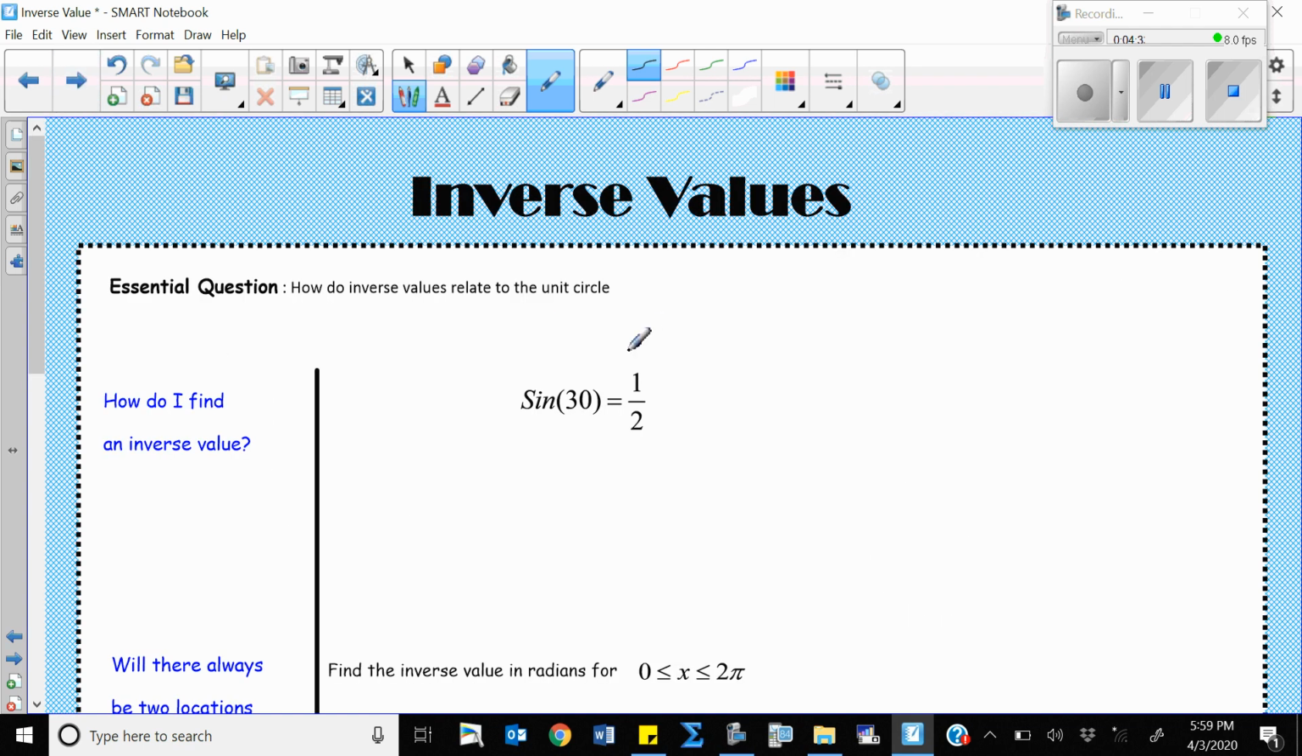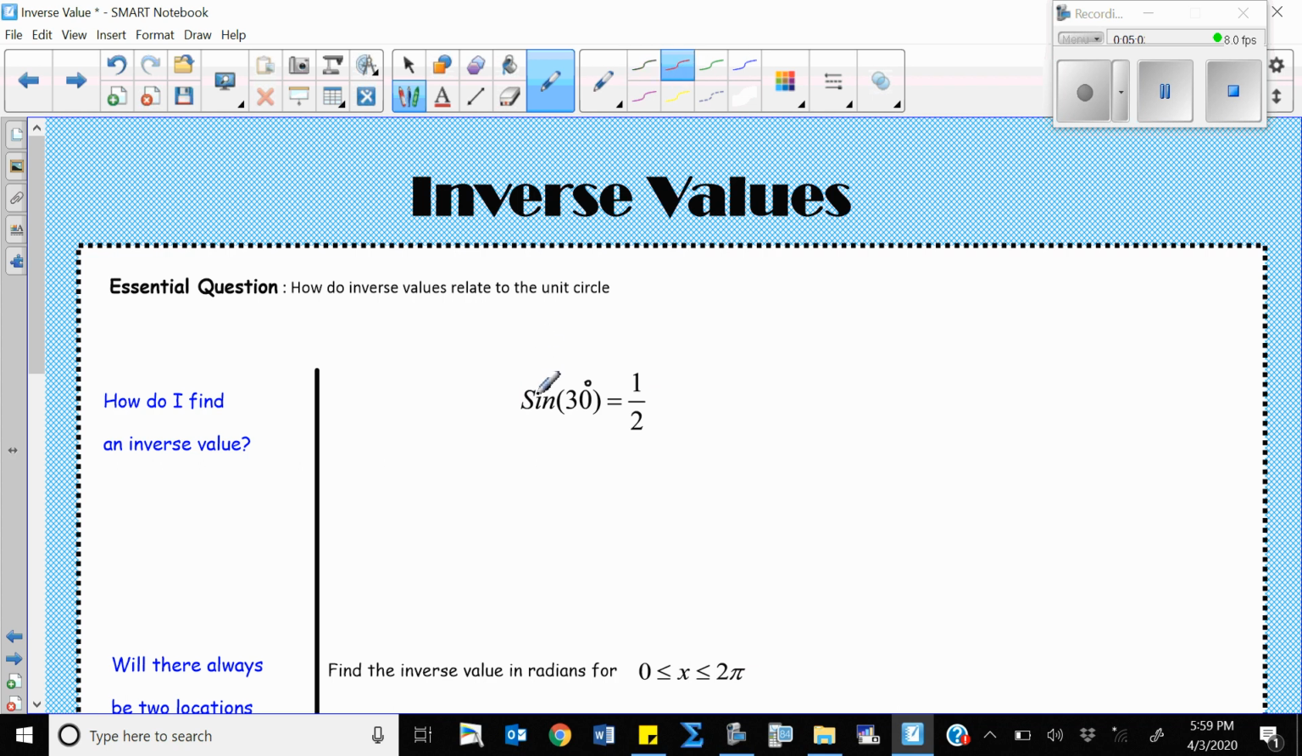So let's start the inverse values here. We're going to learn how inverse values relate to the unit circle. First of all, let's see what is an inverse value. If you remember, we said sine of 30 is equal to 1 over 2. This is basically an exact value. Like we say, the exact value of sine of 30 degrees is equal to 1 over 2.